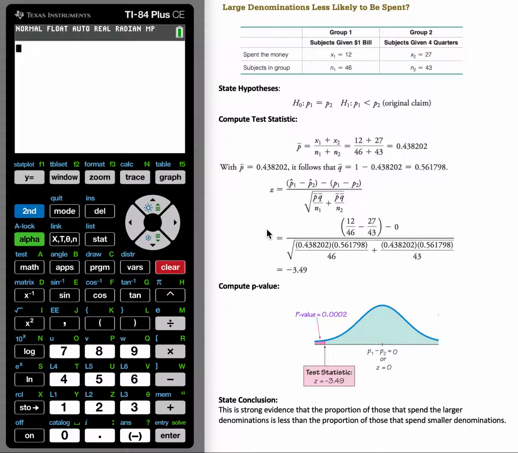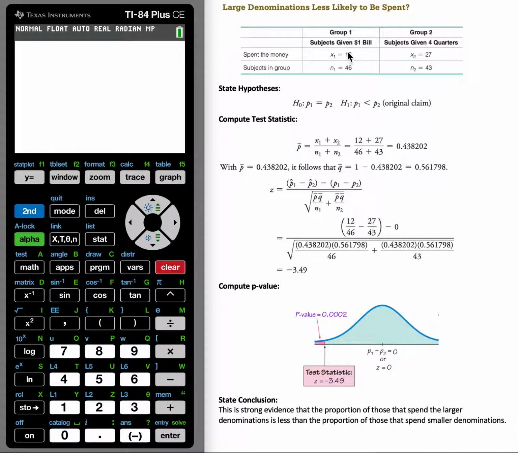The question is, are large denominations less likely to be spent than small denominations? So in our data, we've looked at 46 subjects that were given a $1 bill and 43 subjects that were given 4 quarters. And we looked at how many would spend the money that they were given.